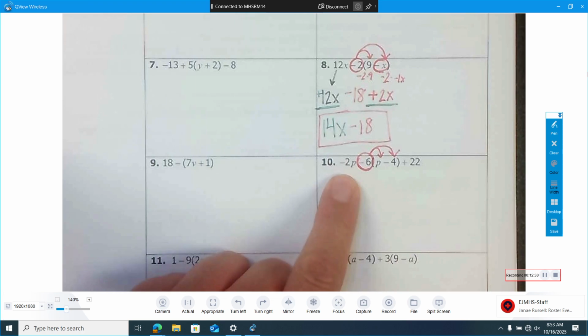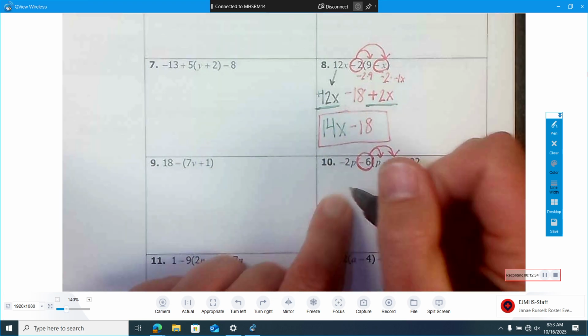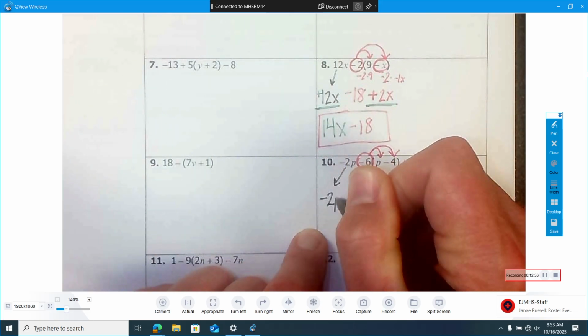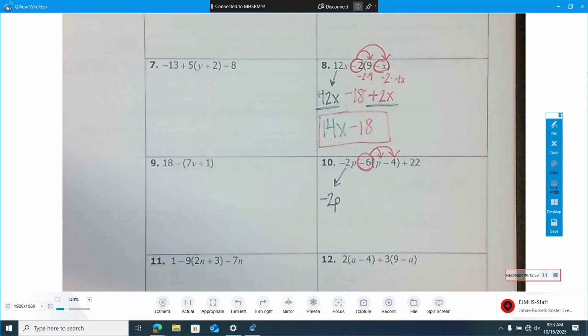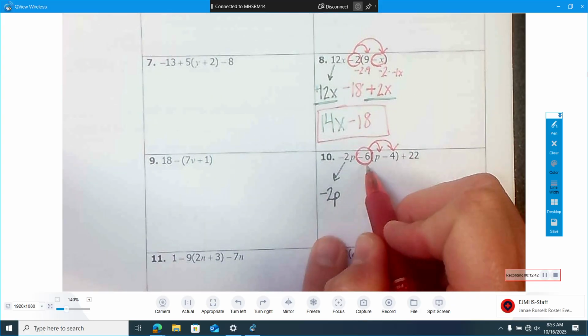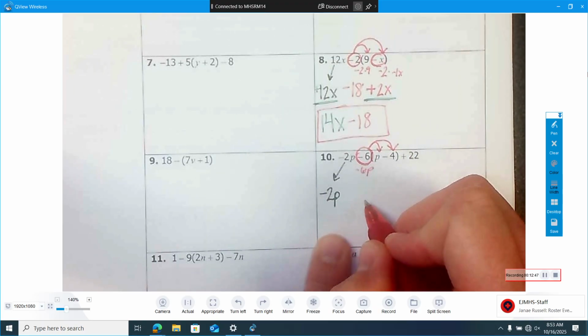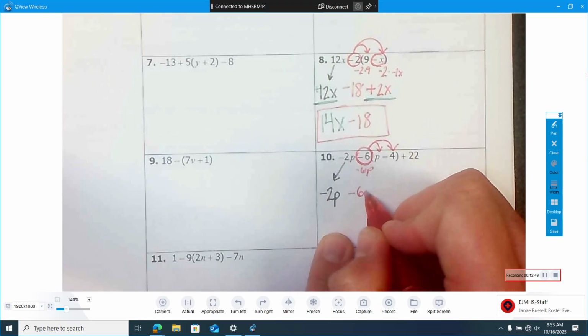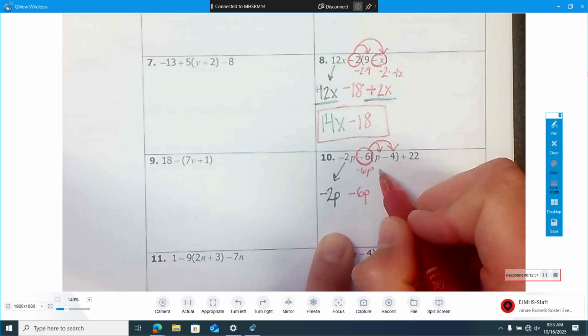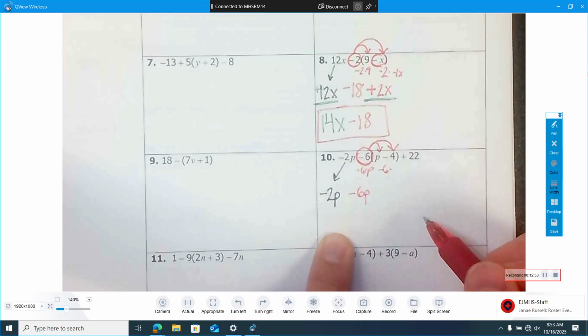What are we going to do with our negative 2p? Yeah, bring it on down. Bring it along for the ride, but he has to wait his turn. All right, let's see. Let's distribute. Negative 6 times p is? Negative 6p. Good. Then we have negative 6 times what?